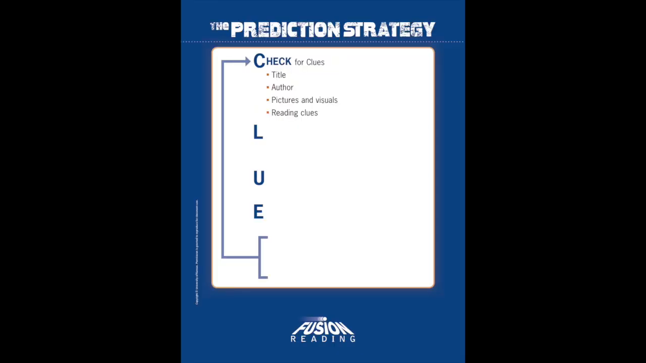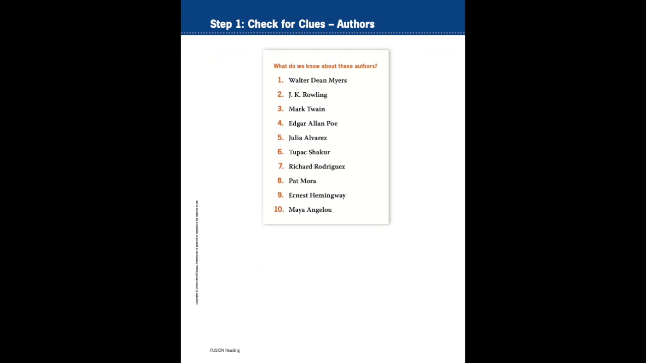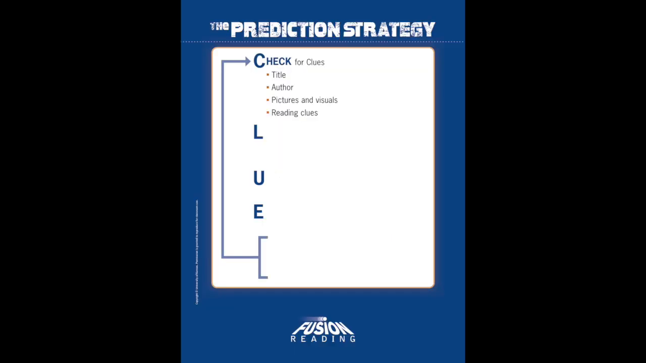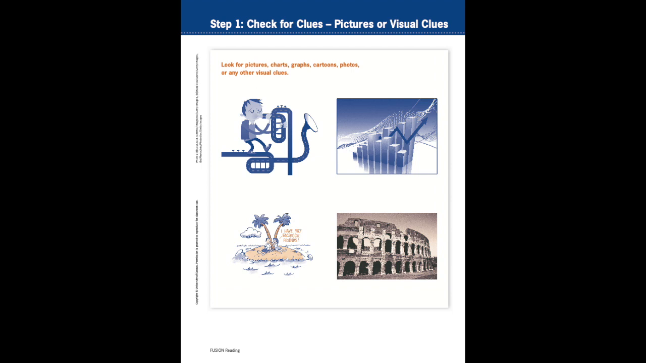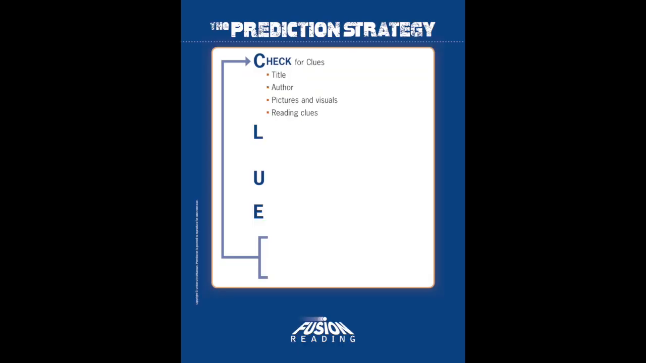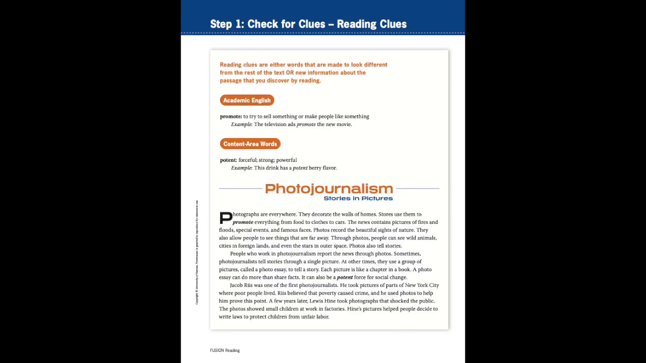Next is the author. You'll want to ask yourself, what, if anything, do I know about this author? Next are visual clues. You're going to look for pictures, charts, graphs, cartoons, photos, or any other visual clues. And the last thing you'll be checking for are reading clues. Reading clues are either words that are made to look different from the rest of the text, or a reading clue can be some new information about the passage that you discover by reading.